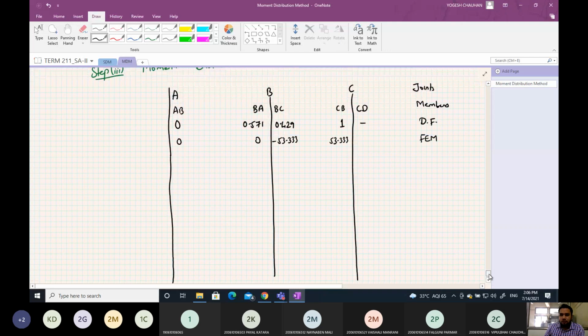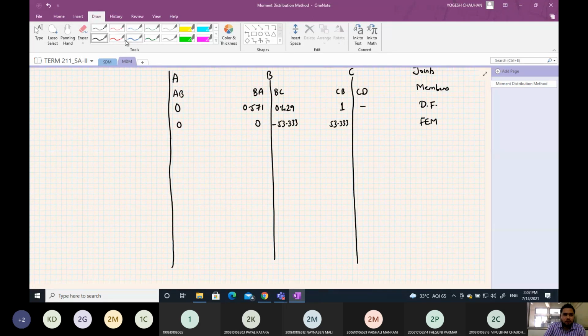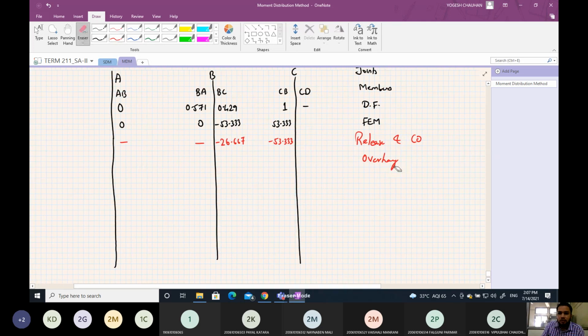So the next step will be to release and carry over. So this will be minus 53.333, and half of this will be carried forward here, that is minus 26.667 will be carried forward here. So this will be 0 now. This will be some value, but now the overhang moment and carry over. We have to carry over the overhang moment as well.